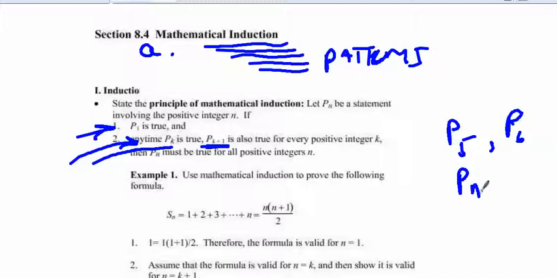You look for a pattern. If it seems to be working multiple times, and you can say P of k works, P of k plus 1 works, then P of n should work also. So in this problem, it says use mathematical induction to prove the following, that S of n equals 1 plus 2 plus 3 plus 4 all the way up to n equals this. And we're going to do that by saying n equals k and n equals k plus 1, and then we're going to see if we can solve for S of n.